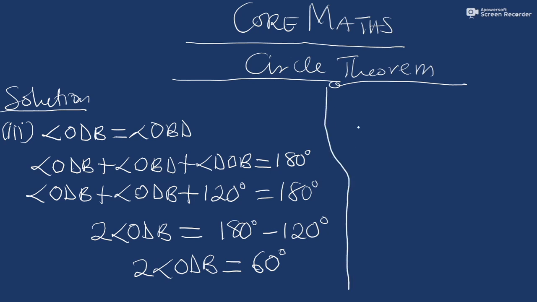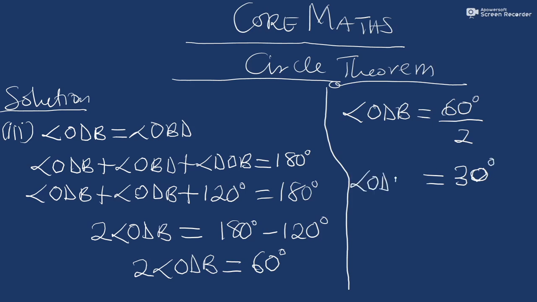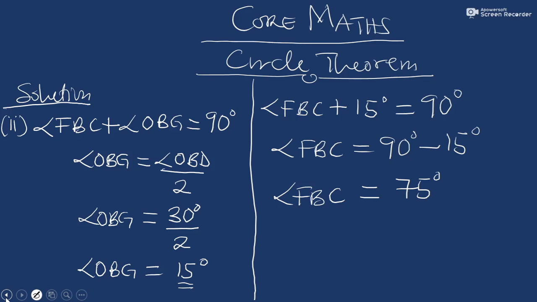So now angle ODB will be equal to 60 degrees divided by 2, and this will give us 30 degrees. So angle ODB is 30 degrees. So the answer is 30 degrees. Good. So let's move back.